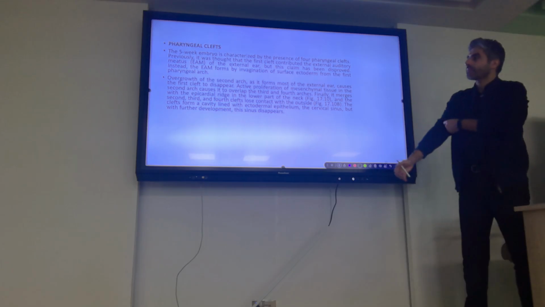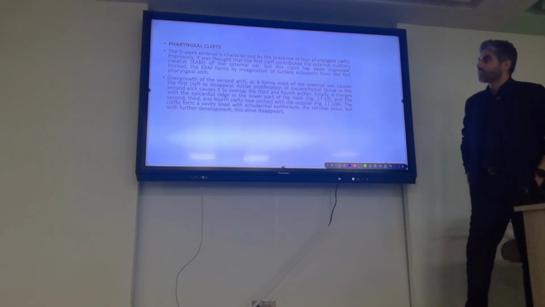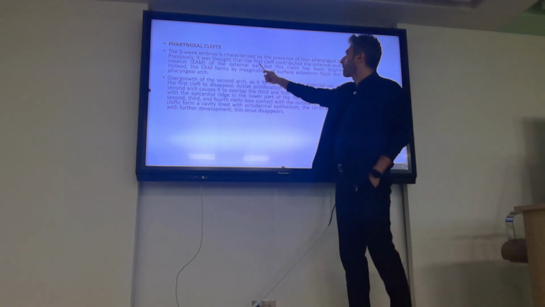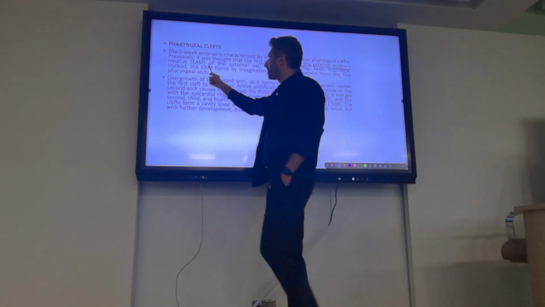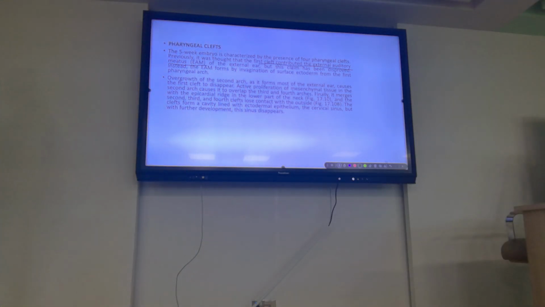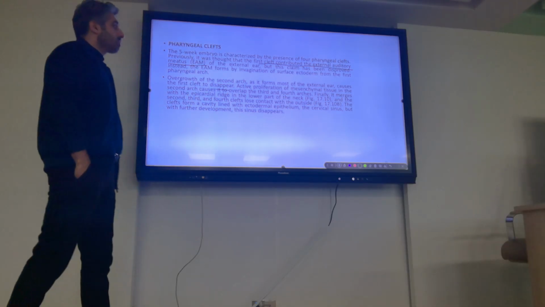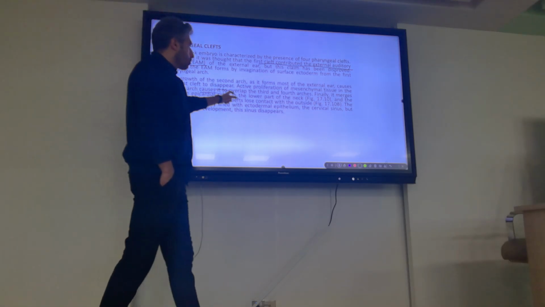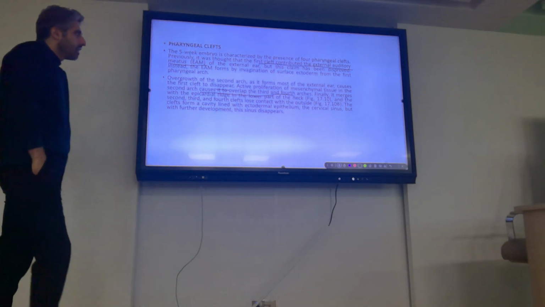So pharyngeal cleft at week 5, you can see pharyngeal clefts between the arches. The first pharyngeal cleft can make the external auditory meatus. Overgrowth of the second arch forms a cascade. The other clefts disappear. Proliferation of mesenchymal tissue in the second arch causes it to overlap with the third and fourth arch, so we can't see any cleft. Just the first cleft can be seen.